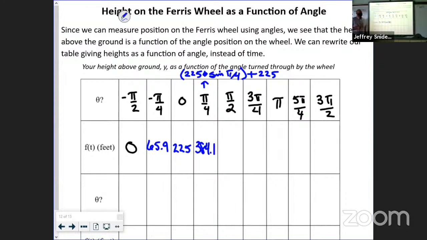Beautiful. Pi over 2. Pi over 2, anybody? 450, that's at the top now. Now I do not have to do any more calculations because now we're doing all reflections. Right? This height would be the same as that height, because now I'm coming back down. So this is going to be at 384.1. Pi is going to be at 225. 5 pi over 4 is going to be at 65.9. And 3 pi over 2 is going to be back at 0. Okay?